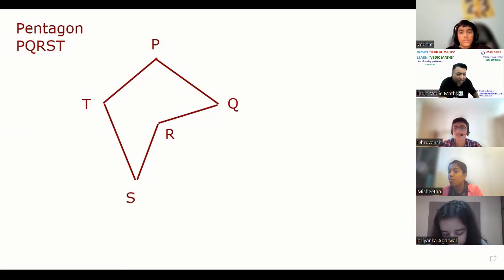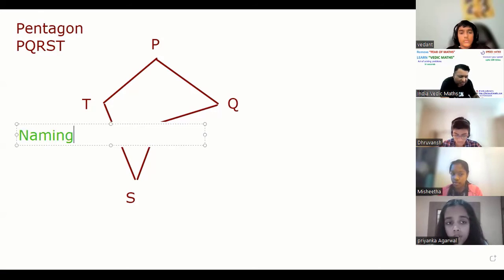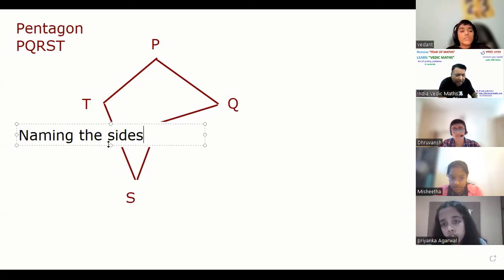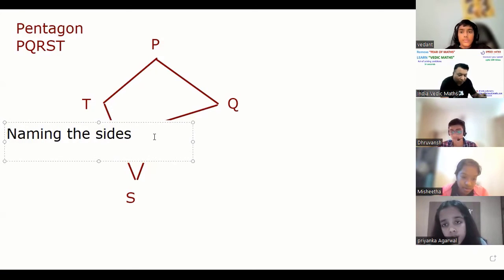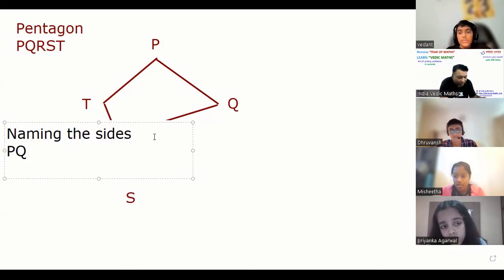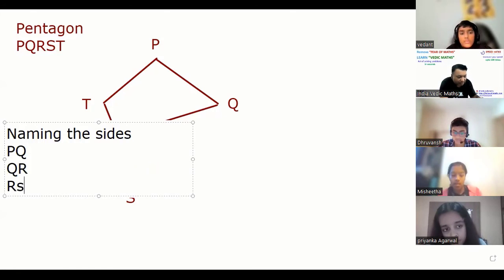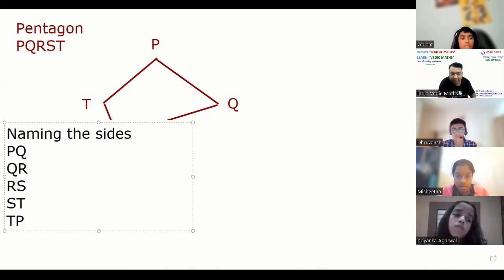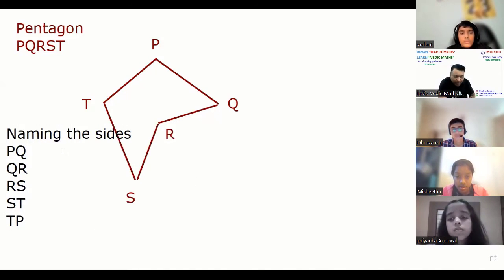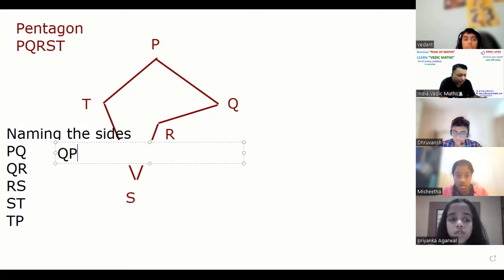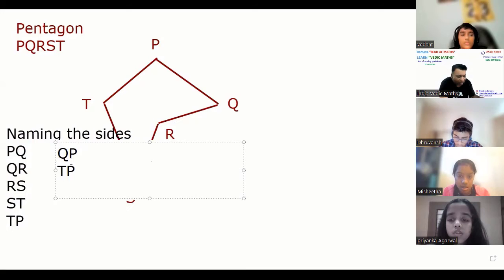Now we'll learn about naming the sides. Very easy, but still, because I have seen a lot of people make mistakes. I don't know why. Naming the sides. How many sides does it have? 5. So I can say one side is PQ, one is QR, one is RS, one is ST, one is TP. Or I can say it the other way also, doesn't matter. But the side names are these. Or I can say QP, TS, whatever, RS, ST.